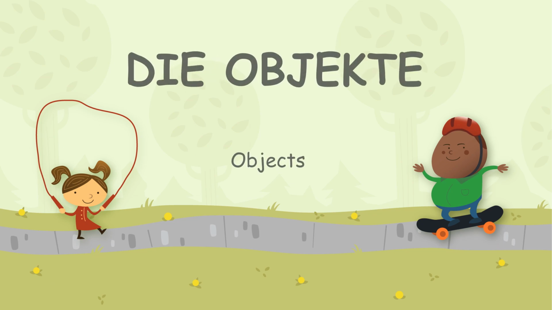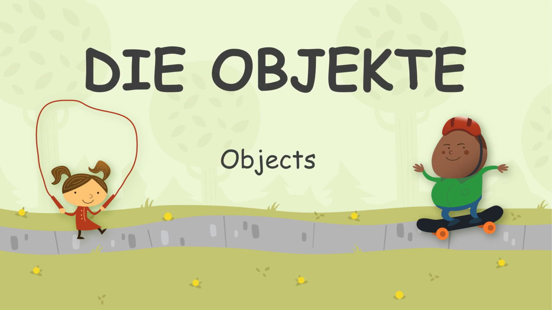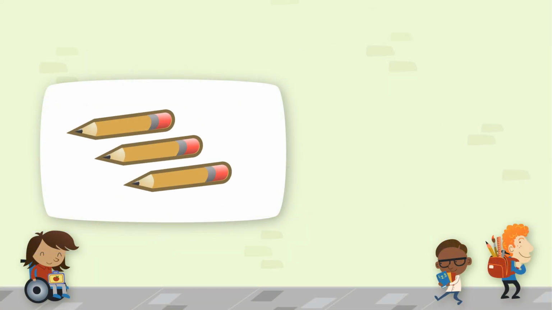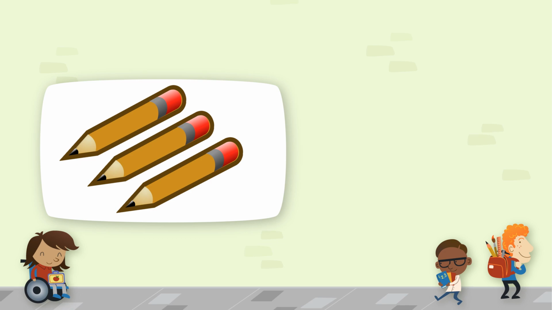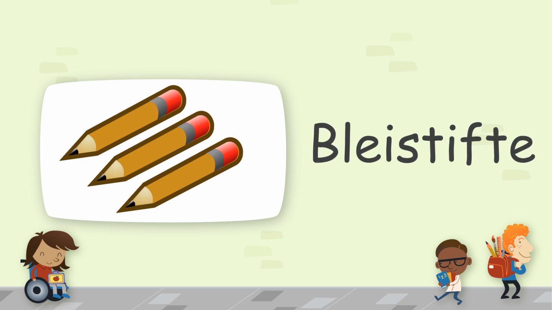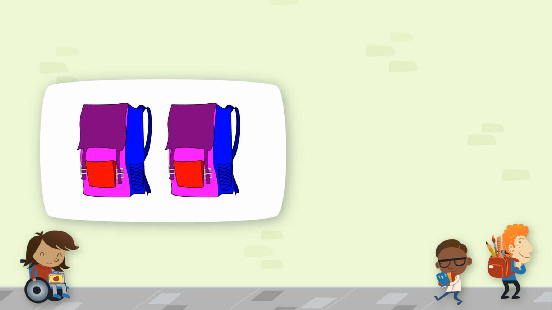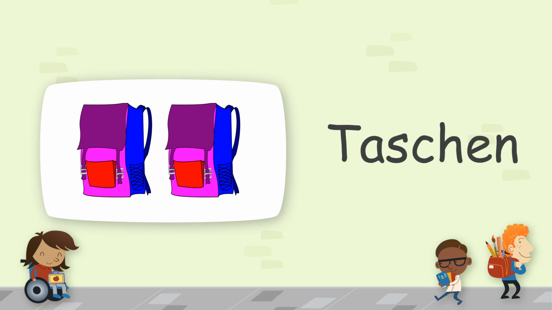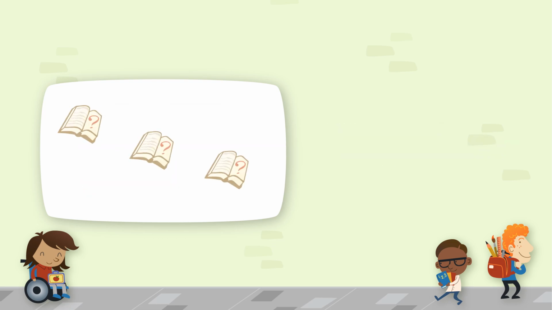Now let's learn some objects. Die Objekte. Die Objekte. So what do you see here? Bleistifte. Bleistifte. The next one. Bags. What do you see? Taschen. Taschen. The next one.